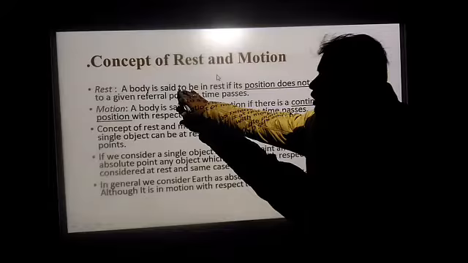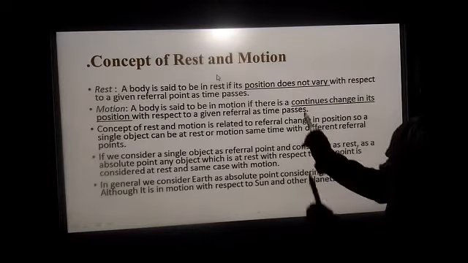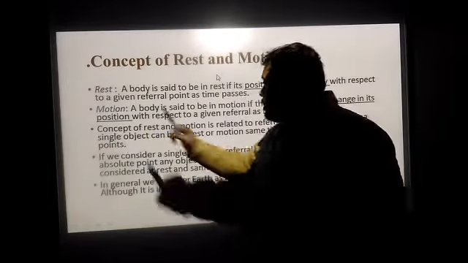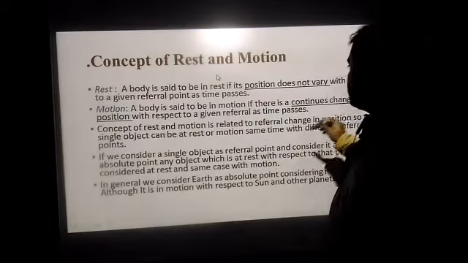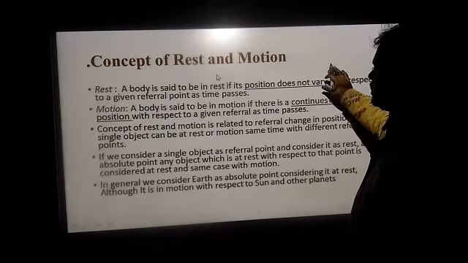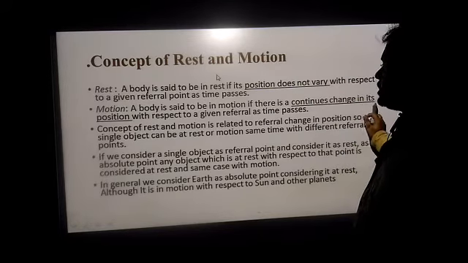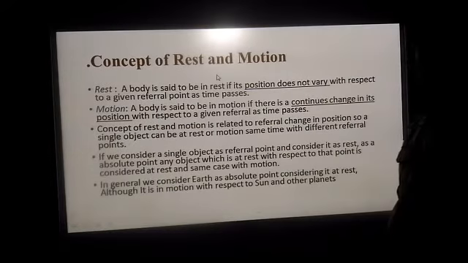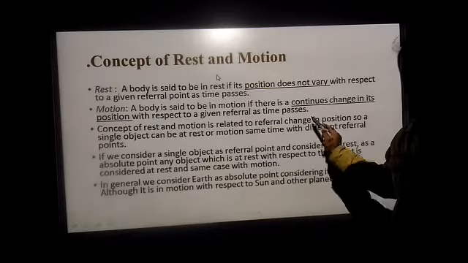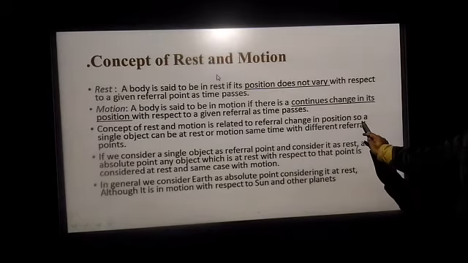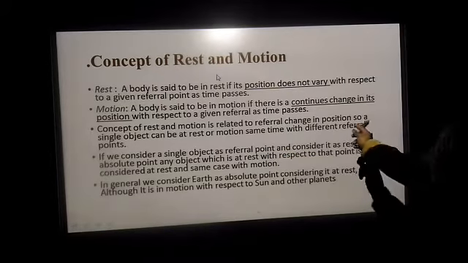Rest, that means a body is said to be in rest if its position does not vary with respect to the time. While talking about the motion, what I can say is continuous change in its position. Just focus here. Position does not vary with time, and continuous change in its position. Okay. Concept of rest and motion is related to referral change in position. So a single object can be at rest or at motion at the same time with different referral points.